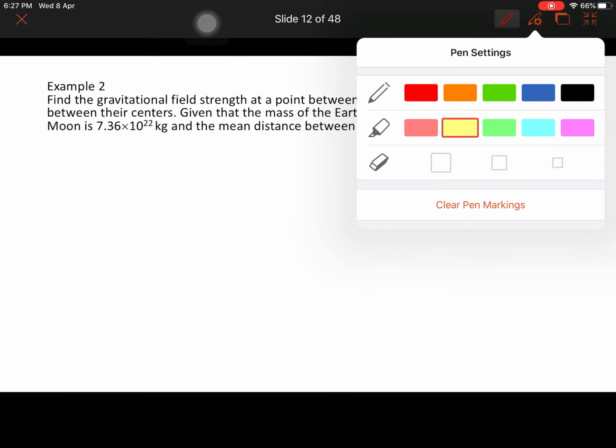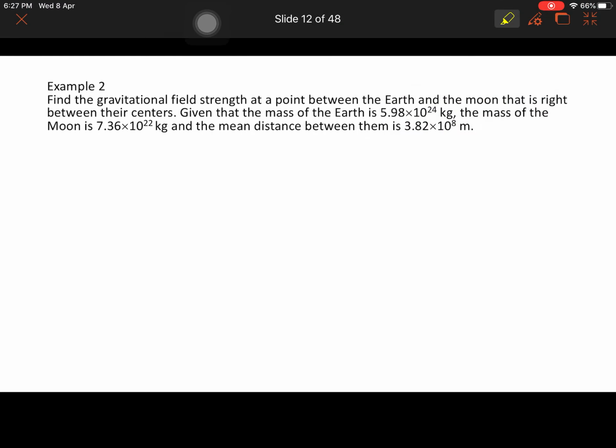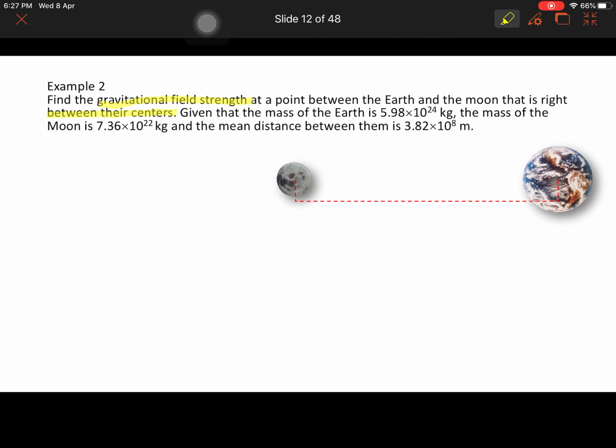Alright, now when I look at example 2, first thing I'll do, I'll highlight. They asked me to find gravitational field strength at a point between Earth and Moon that is right between their centers, right in the middle of their centers. So what I'm going to do, I'm going to draw it out. I have my Moon, I have my Earth, and then they tell us the mass of the Earth is this value, the mass of the Moon is this value, and they tell me that the distance between them is this value here.